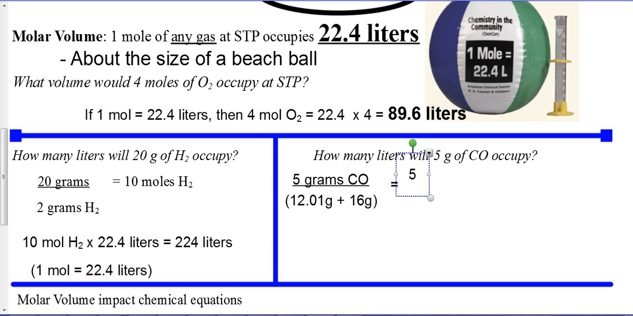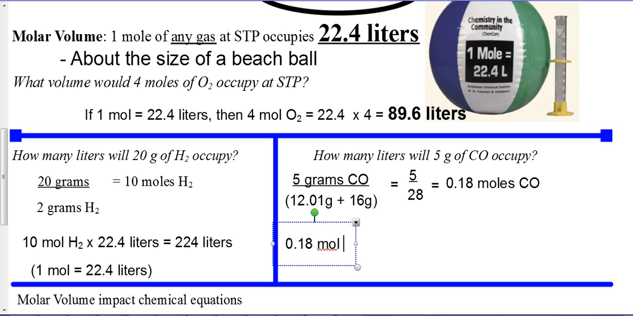Okay, that's what my answer is for that. And then I set that equal, and I get 0.81 moles of carbon monoxide. That's what 5 grams of carbon monoxide is. It's 0.81 moles. So now I take my 0.81 moles of carbon monoxide, I multiply it by 22.4 liters, and now I get 18 liters. That's my answer.